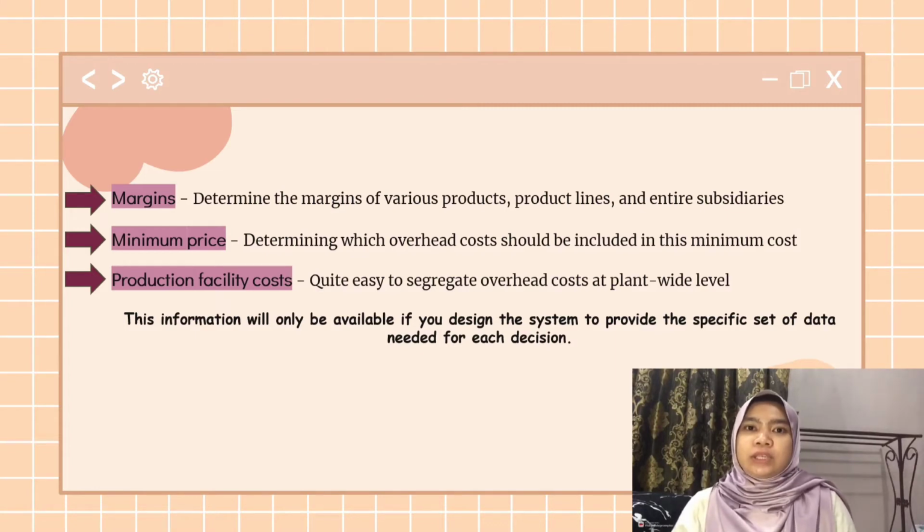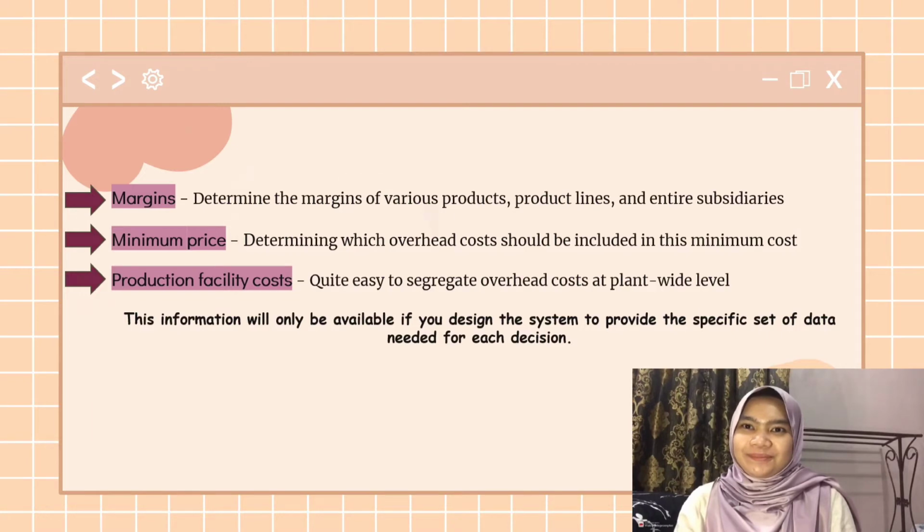Lastly, use as production facility cost. It is usually quite easy to segregate overhead costs at the plant-wide level. So it's easy to compare the cost of production between different facilities. Overall, clearly, there are many valuable uses for the information provided by an ABC system. However, this information will only be available if the system is designed to provide the specific set of data needed for each decision. So that's all for how the activity-based costing system is used.